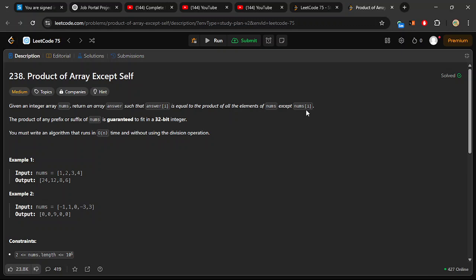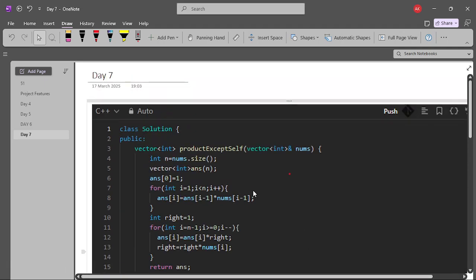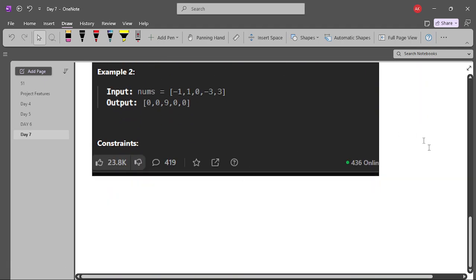Basically this problem says that you are given an array in which you have to multiply all the elements of the given array except self. Basically, except that element, you have to multiply all the other elements. Let me take you to the notepad for better understanding.